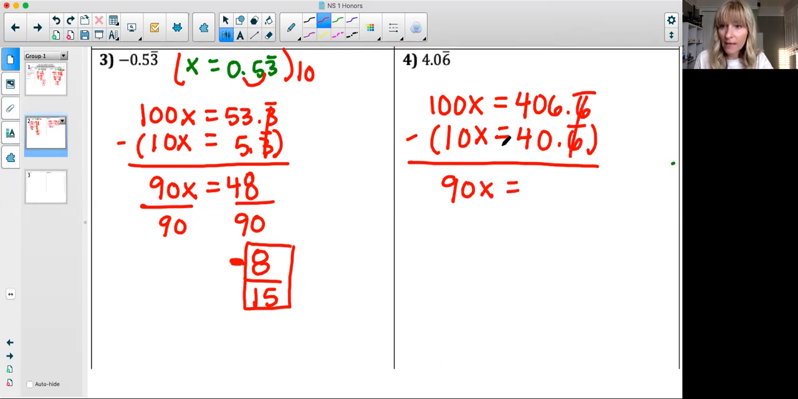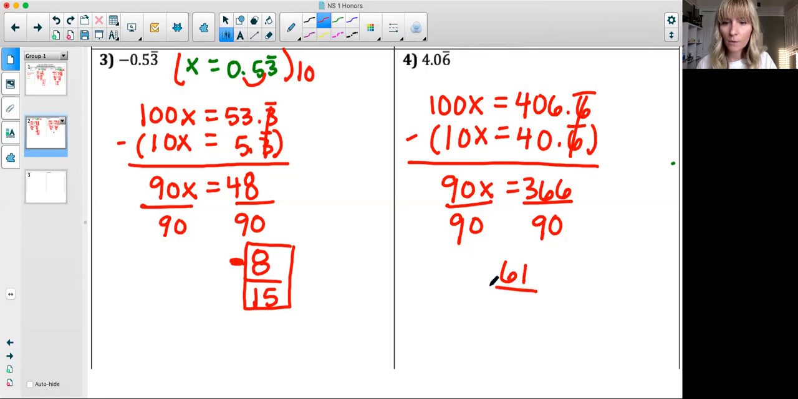Now my repeats cancel. You need that to happen. If your repeats do not cancel, then something went wrong. So 90x equals 366. And then I'm going to divide by 90. Now I officially want this in the form a over b. A mixed number is not officially in the form a over b, but even if I use this in my calculator, you can switch back and forth, and I don't care if you do that. But this simplifies all the way down to 61 over 15.